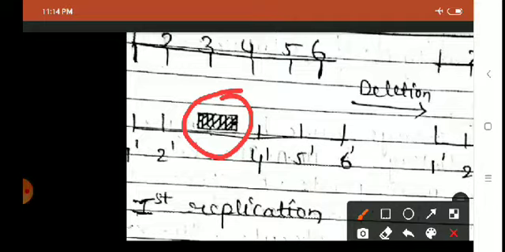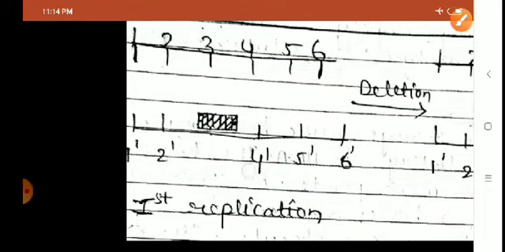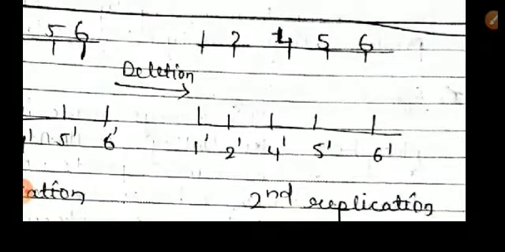None of the complementary nitrogenous bases will be added because it has blocked the site of the third base. So no base will be added, and this will lead to deletion kind of mutation. So in the next generation, or in the next replication, the nucleotide number 3, the base number 3 will be deleted, and the length of the DNA strand will get shortened.